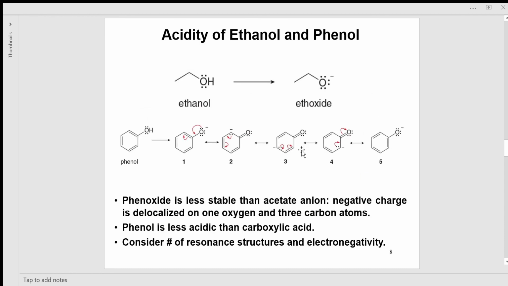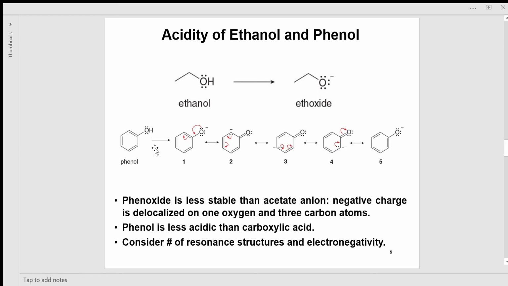Let's take a look at why. When we compare the acidity, we basically compare the stability of the conjugate base. This is the ethanol conjugate base. This is phenol; if we consider phenol the acid, this is its conjugate base. We just compare the relative stability of ethoxide, an oxygen anion, and phenoxide, which is also an oxygen anion. In the case of ethoxide, this oxygen has to bear the negative charge by itself. There is no resonance structure at all.